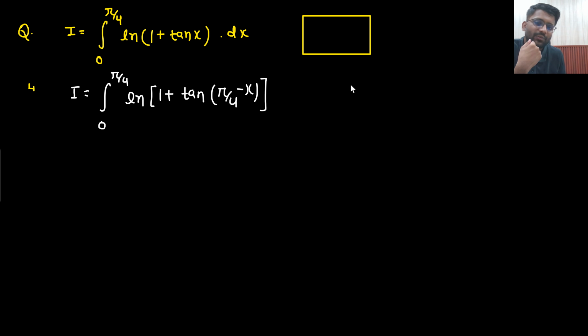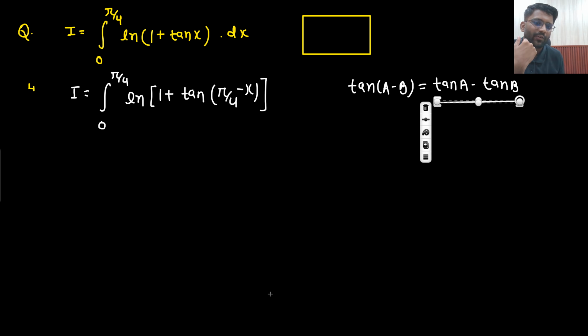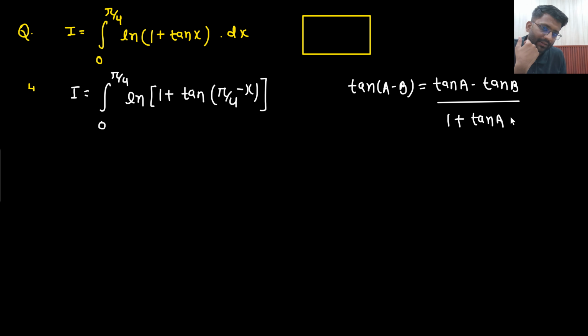Now you have to remember this formula, tan a minus b. Okay, not very tough to remember. Sometimes it might be used in your engineering as well. So you can remember it. Tan a minus tan b upon 1 plus tan a tan b. Okay, not very tough to remember. 1 plus tan a tan b.